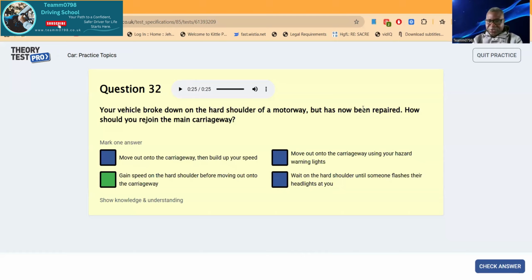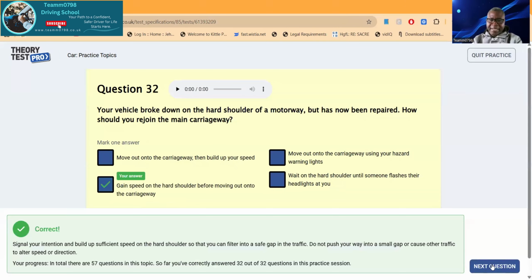We had a similar question already. Okay, so you build up speed on the hard shoulder before you join the carriageway when it's safe to do so.